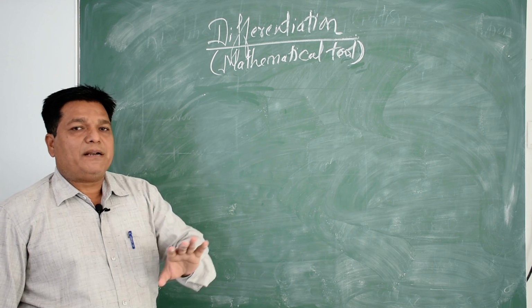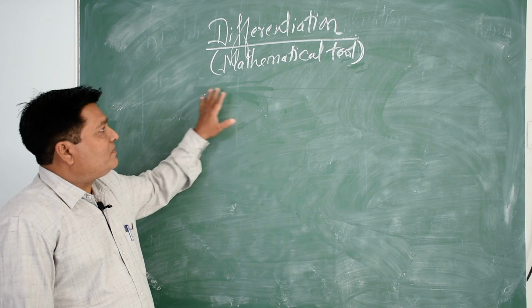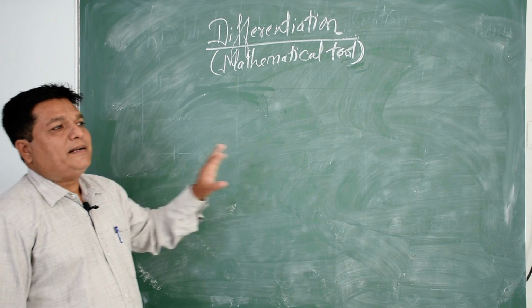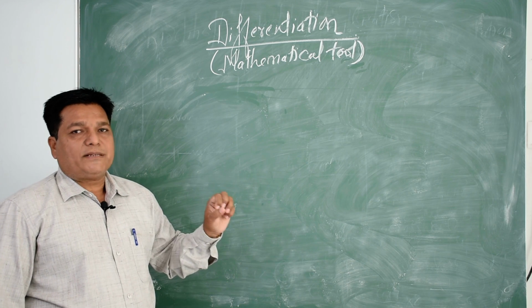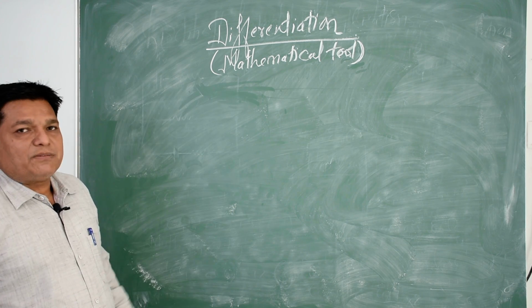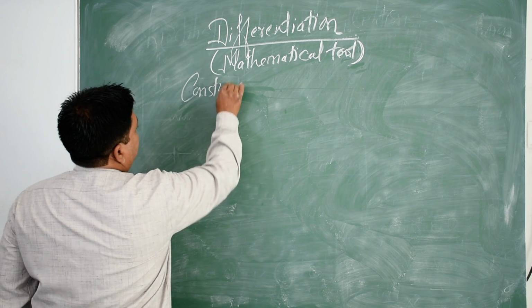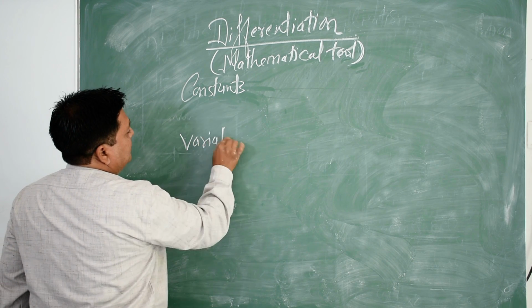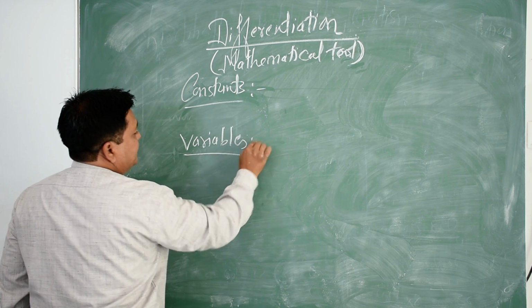What do we understand by differentiation, or differential calculus? This is one of the mathematical tools which will be required for you in deriving physics terms and in numerical based questions also. Let us start with differentiation first. Two terms which are very important for differentiation are constants and variables. What do we understand by a constant?